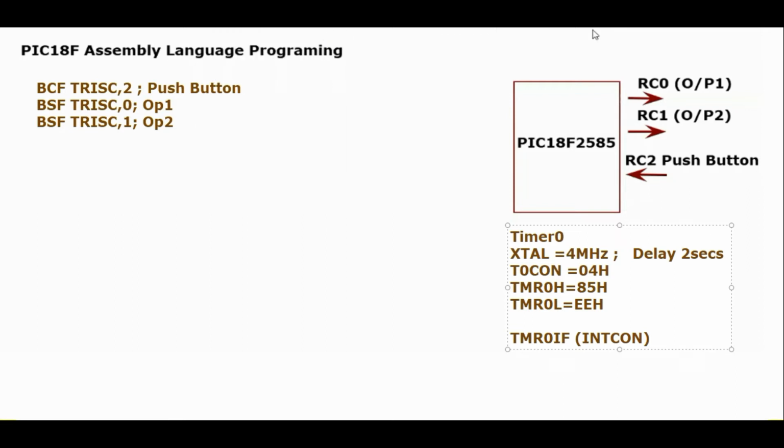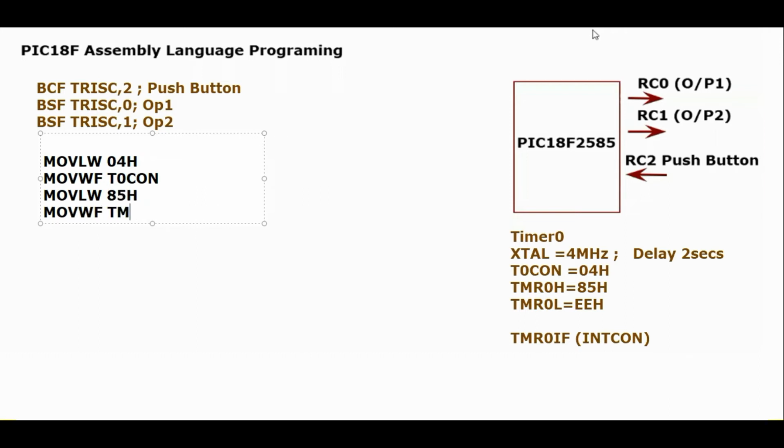So I'm going to incorporate the next code here, and I'm going to use a different color. What I'm going to write: move literal to working 04 hash. This is the value that I want to feed into the Timer 0 control register. The next line would be Timer 0 control, and then move literal to working 85 hash, and it will be moved by move working to file into Timer 0 H, and then move literal to working EE hash, and it will be moved by move working to file into the Timer 0 L register.